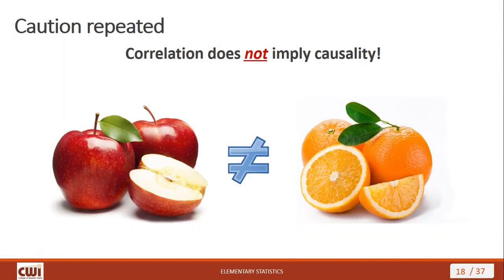Again, I'm going to say it. Just like apples are not oranges, correlation is not causality. Just because two variables have a relationship to each other, it doesn't mean that that relationship is one of cause and effect.